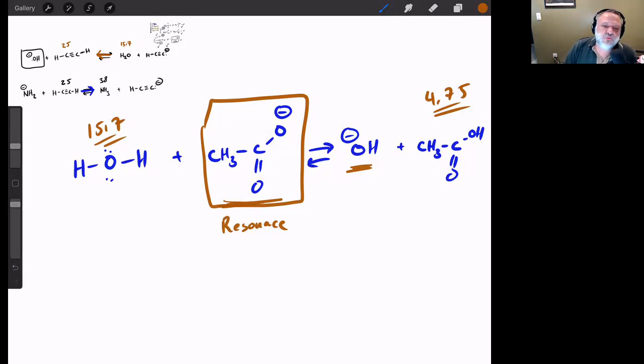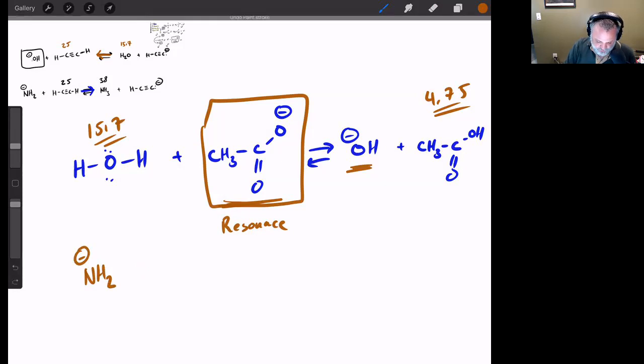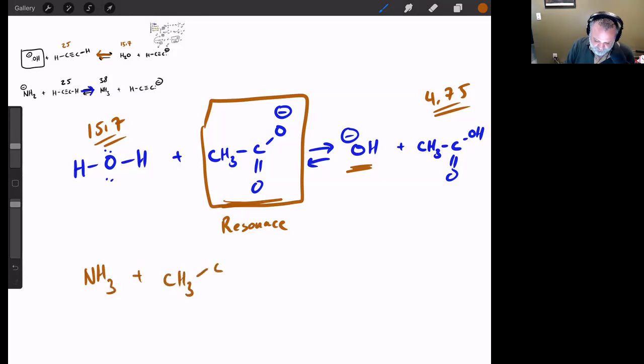Well, let's think about something that would be sufficient, right? Is there something that is sufficient? Well, what about amide ion? Is amide, oh, excuse me, not amide, but ammonia. Is ammonia a sufficient reagent? Is it sufficiently basic to reprotonate?